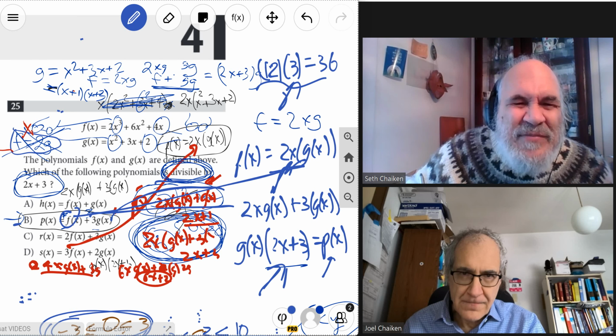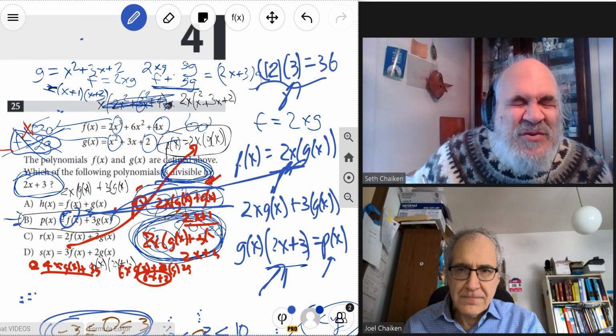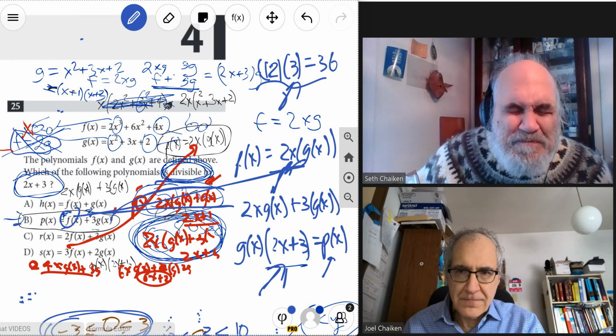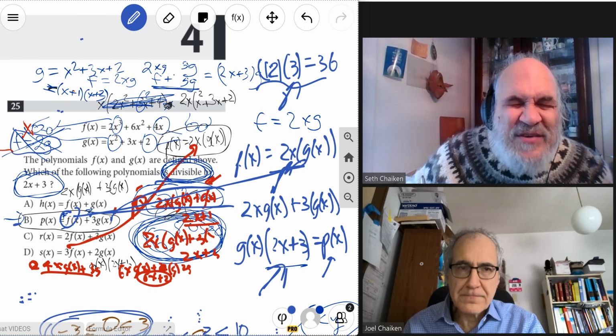Substitute 2x times g into each one, into each of the answers. Then when you get to the second, you'll find that 2x plus 3 is a factor of the polynomial that you analyzed by substituting 2xg for f. Okay? Right.